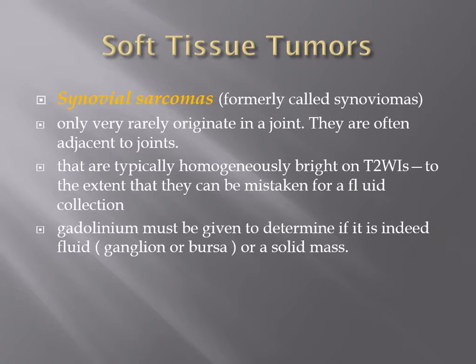Now jumping to the soft tissue tumors: synovial sarcoma, formerly called synovioma. This is also rare, originating near the joint, and typically it is homogeneous on T2. Sometimes we cannot differentiate it from fluid, and here comes the importance of contrast. When we give contrast, it will enhance, and then we should suspect that this is a soft tissue tumor.